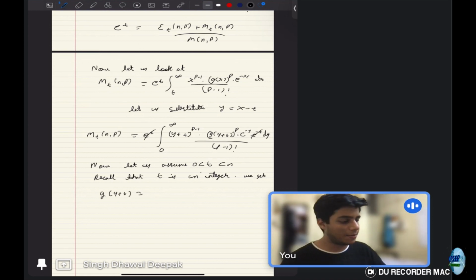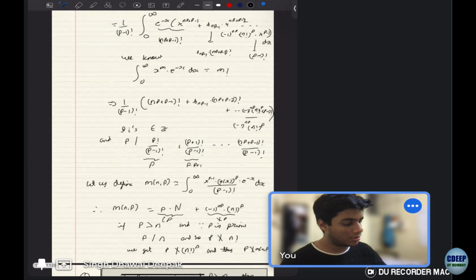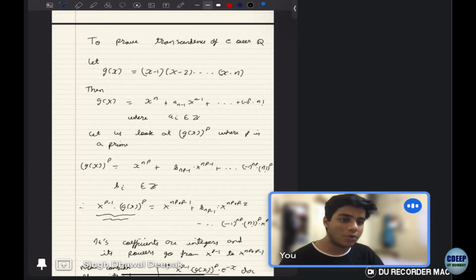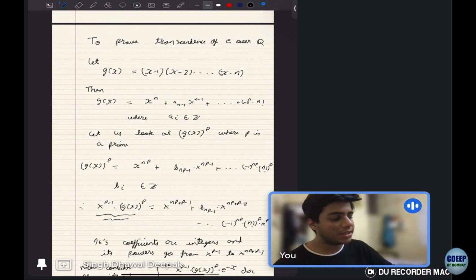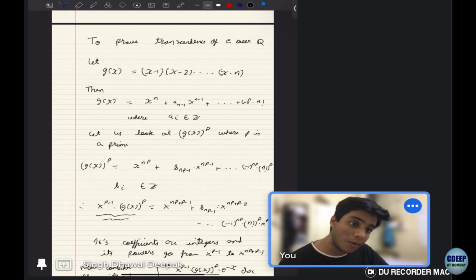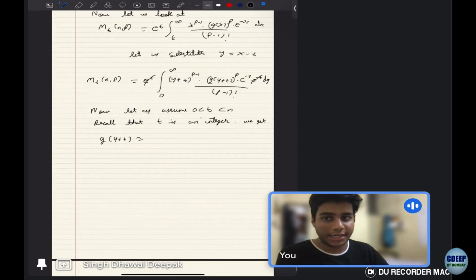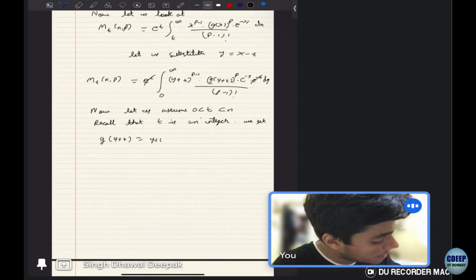g was just our polynomial. g was x minus 1, x minus 2, all the way up to x minus n. Now we just have to put x as y plus t. So we will get y plus t minus 1, y plus t minus 2, all the way up to. So let us look at what is interesting about this. So we get y plus t minus 1, y plus t minus 2.